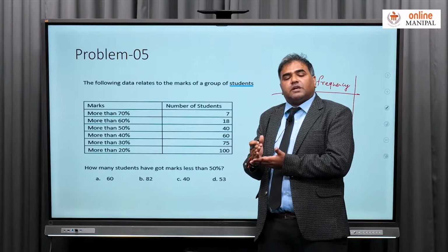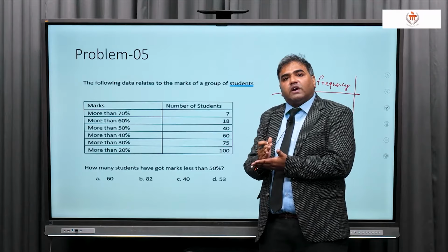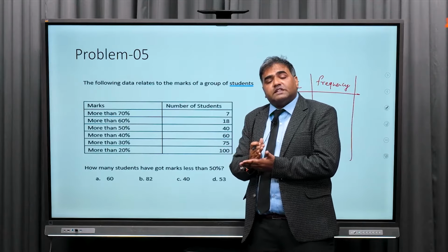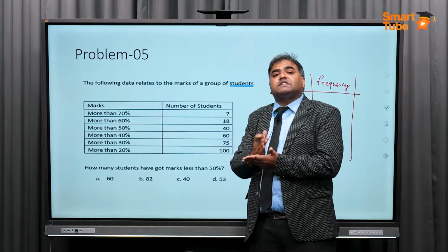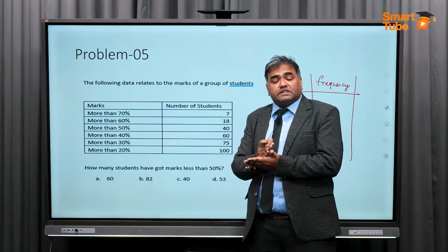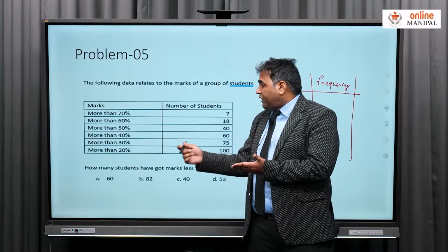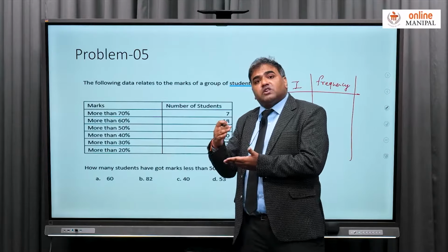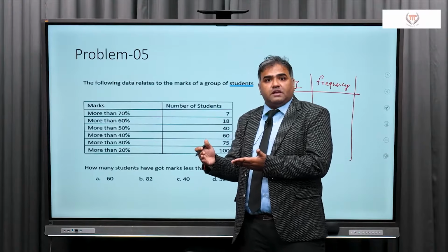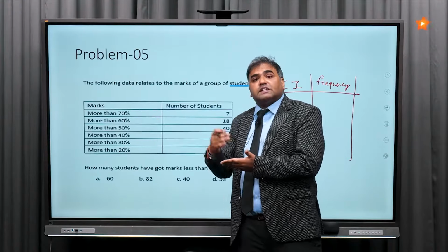Once you understood that part, the next part you need to understand is that with more than class interval, the value attached is the lower limit. With less than class interval, the value attached would be the upper limit. So when you are seeing more than 20, it means your class interval is 20 to 30. Here more than 70, 70 to 80.